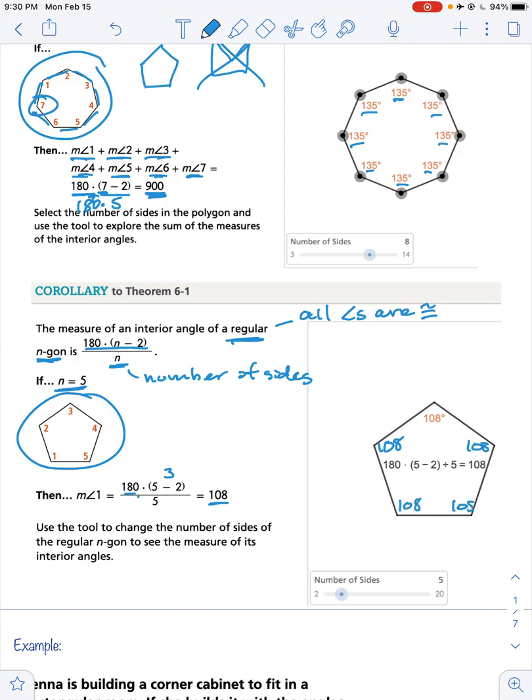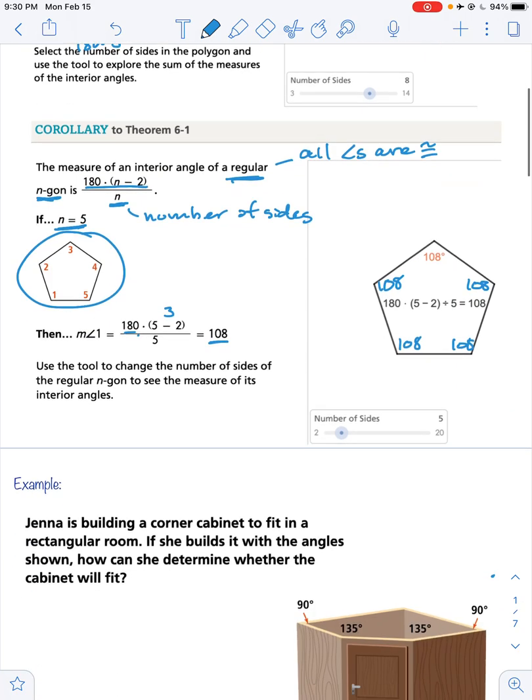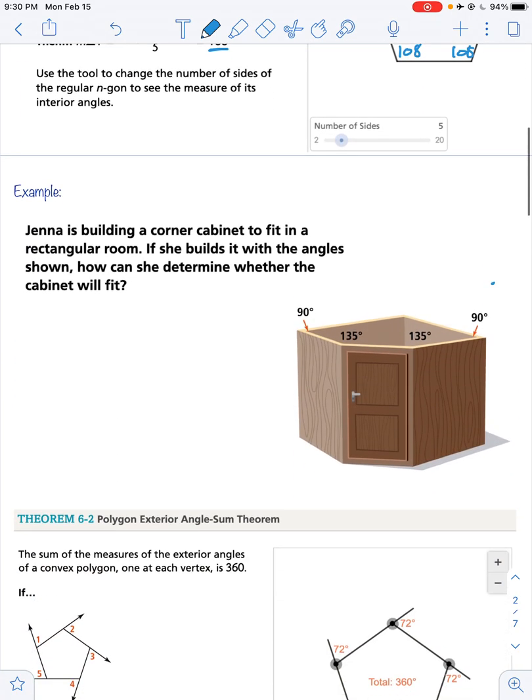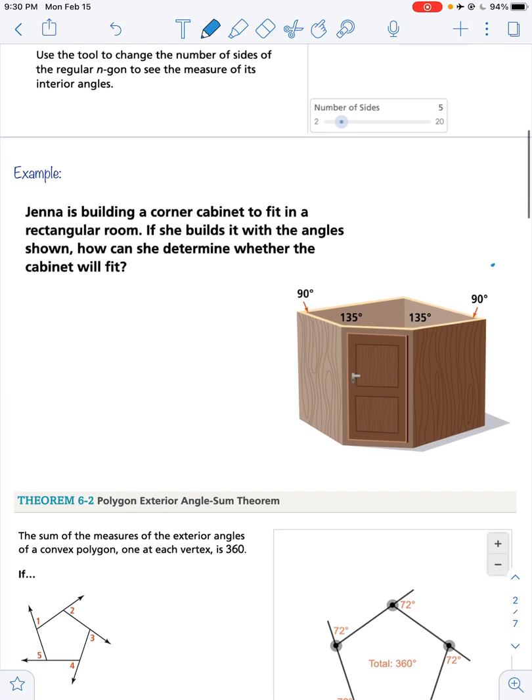Okay, so I can figure out what one is if it's a regular pentagon, like if all the angles are the same. All right, so let's look at this one example. This example is a little bit different than what we just went over. This says Jenna is building a corner cabinet to fit in a rectangular room. If she builds it with the angles shown, how can she determine whether the cabinet will fit?